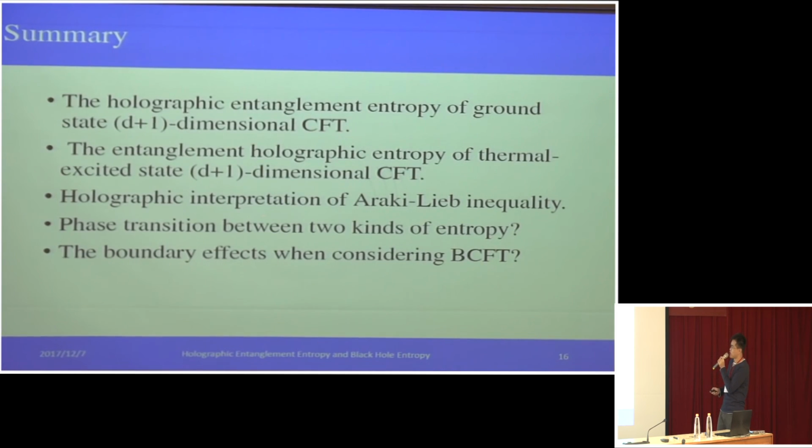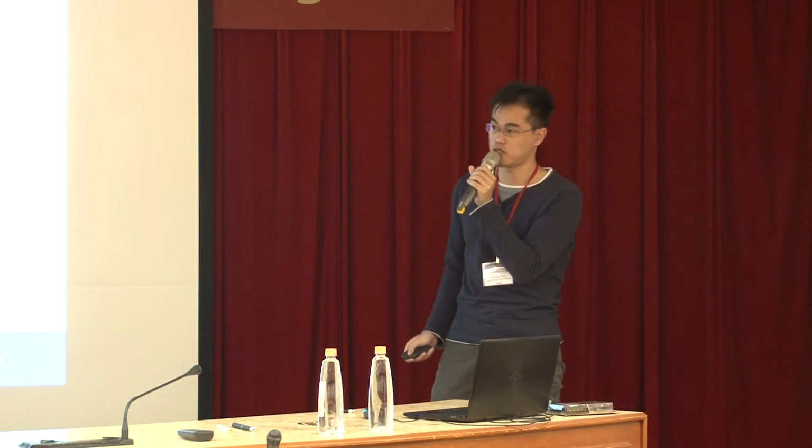Now here goes the summary. We have calculated the entanglement entropy of a ground state in a d-dimensional CFT, and we considered the thermal excited state of the CFT, and we gave a holographic interpretation of this inequality. We also have further discussion on whether there is any transition between two kinds of topologically different minimal surfaces, or whether we can consider the boundary effect on this space. Okay, thank you.